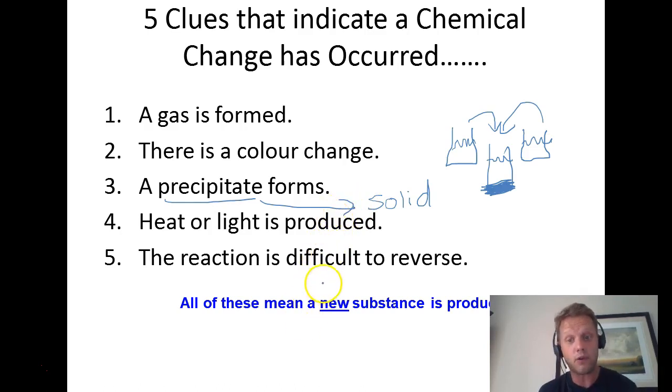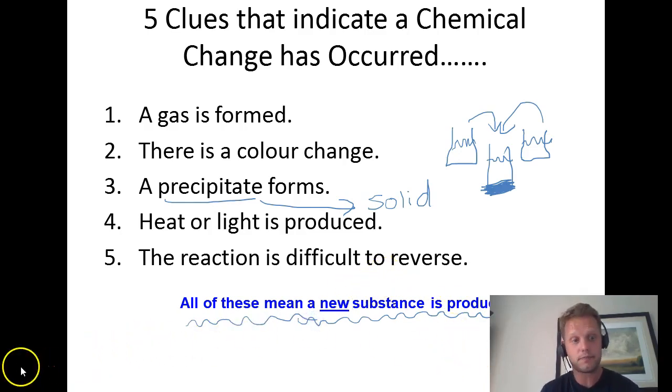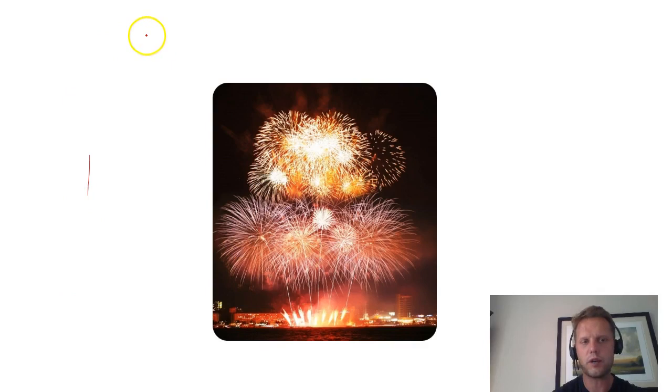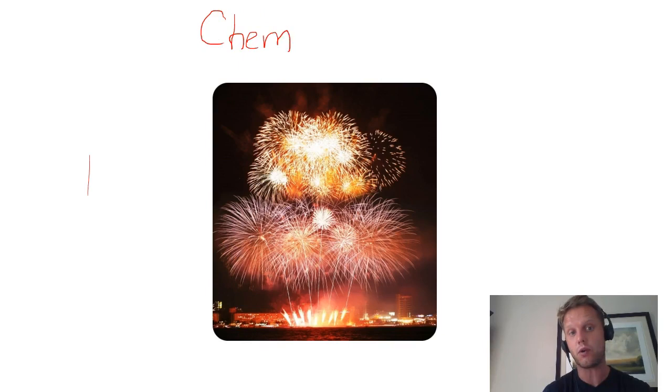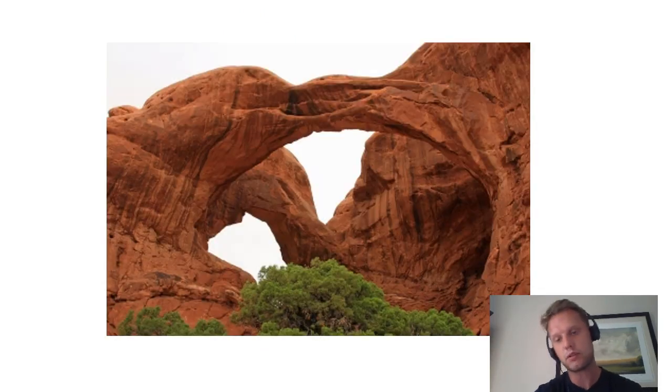Okay, so it's difficult for us to reverse. All these things mean a new substance is being produced, and whenever we form a new chemical, it's a chemical change. All right, so here we have, is this a chemical or a physical change? You've got some fireworks. Well, take a moment. What do you think? What's your example? There's heat and light being produced, so that is a chemical change. Correct. Excellent.